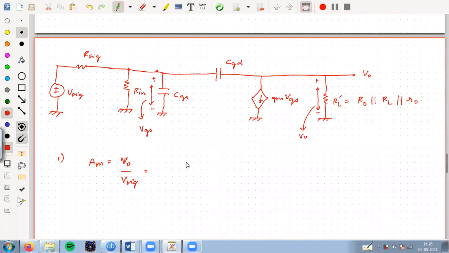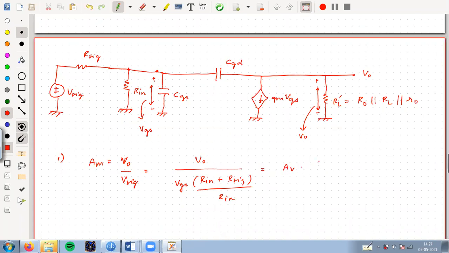Right. So if you see V signal, this we have seen many times. To find V signal, you can look at the input side. On the input side, you can see that Rn and R signal form a voltage divider pair. So I can write V naught divided by VGS into Rn divided by Rn plus R signal. V naught by VGS will actually give me the gain, so AV into Rn by Rn plus R signal.